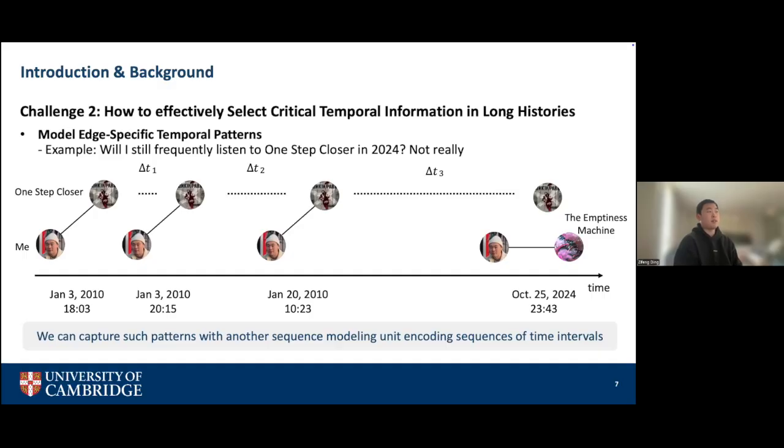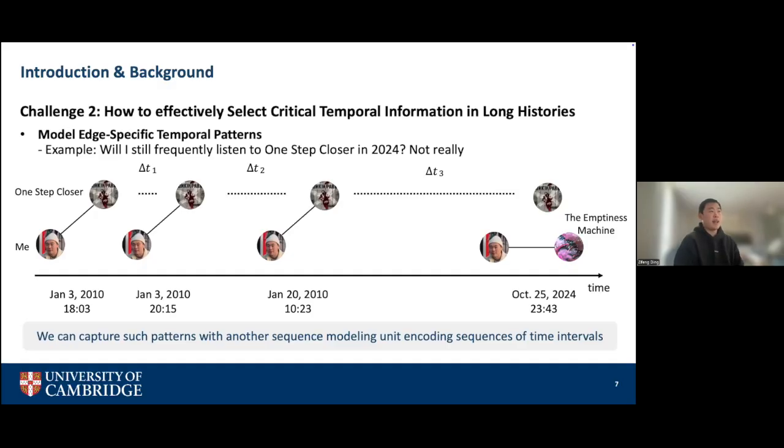For example, I ask a model, will I still frequently listen to the song One Step Closer in 2024? The answer is not really, because it was a song released a very, very long time ago. However, maybe in the history, we see that on January the 3rd, 2010, at 18:03, I was listening to this song. And then after 2 hours and 12 minutes, I was listening to this song again. The next time I listened to this song was on January the 20th, 2020, at 10:23. And we found that actually the frequency of me listening to this song is changing.